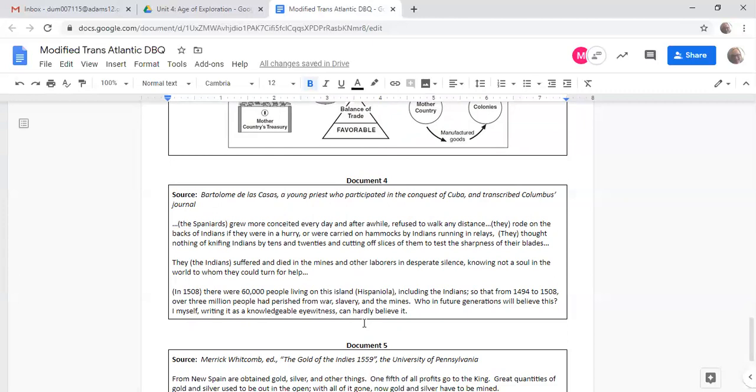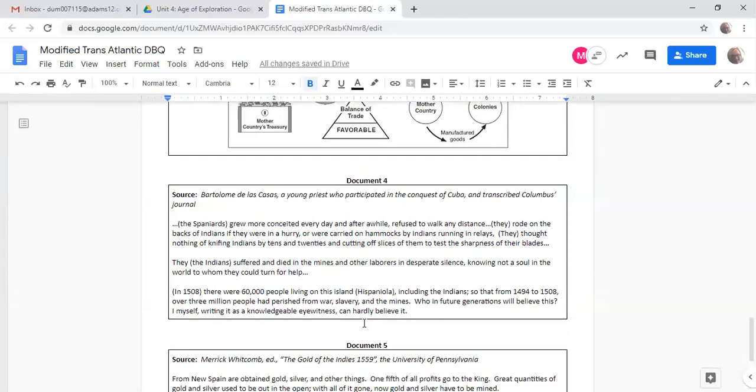Who in future generations will believe this? I myself, writing it as a knowledgeable eyewitness, can hardly believe it. Okay, so after reading this document, it's very clear he's talking about the negative impact on the indigenous population.